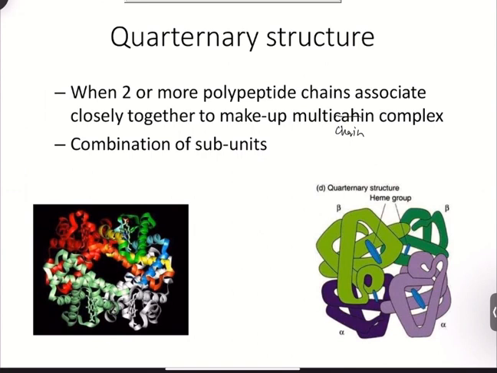Okay, as for example, here again, you have the hemoglobin. Hemoglobin, no? You have four subunits here, two alpha and two beta, joined by your heme group. Okay? That's why it is called your hemoglobin. So yung combination of heme and globin.